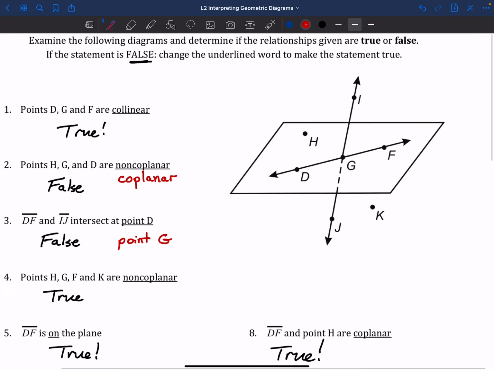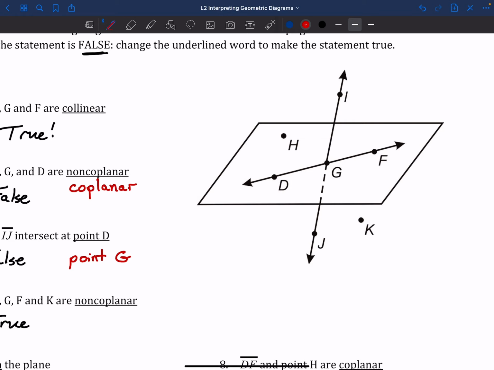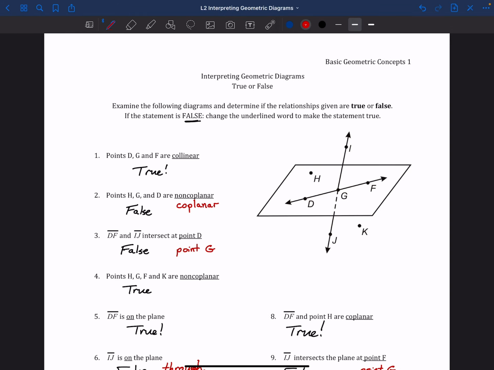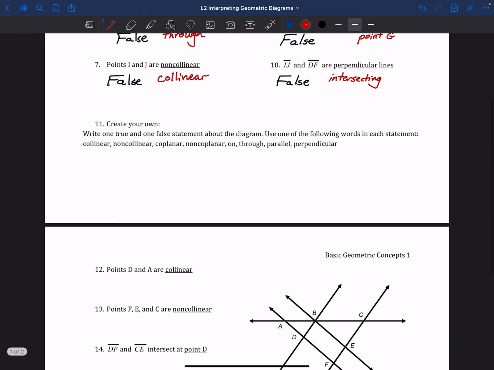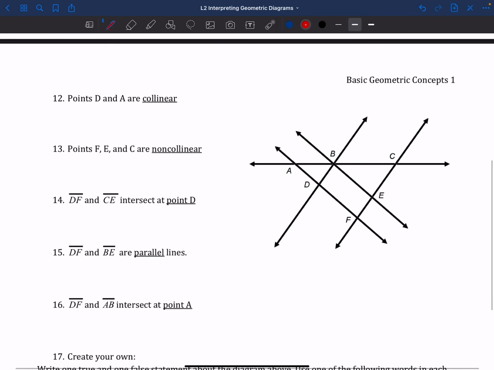Something I might say that is true about this diagram is I would say that points I, D, G, and H are non-coplanar, right? That would be a true statement. Something that might be false is saying that points H, F, and D are collinear, right? They are not on the same line. Right? So just something that's true, something that's false. Right? Let's take a look at a couple other diagrams.